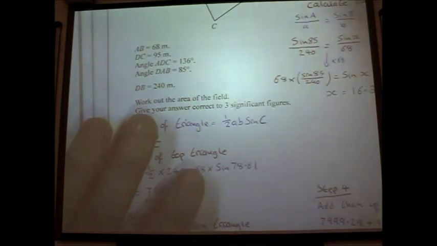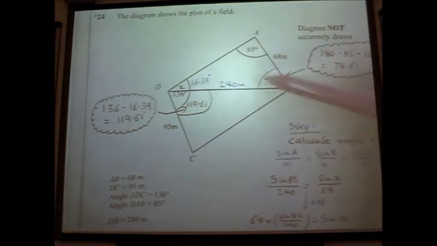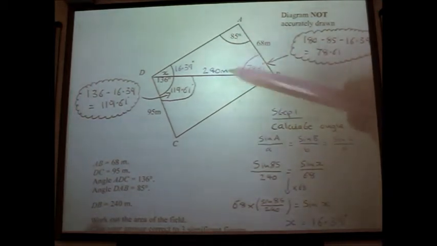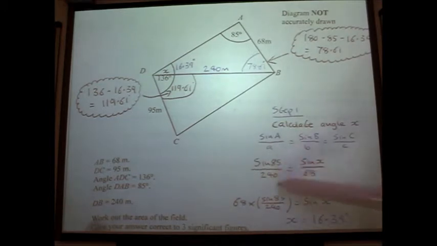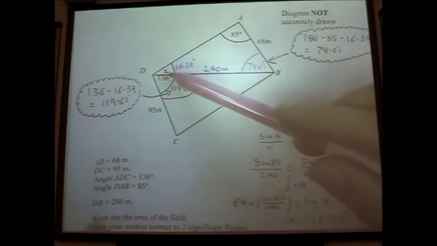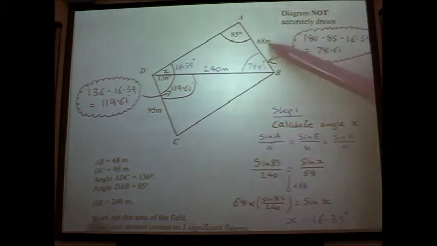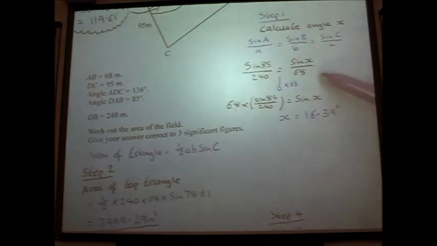Right, what do I know? I know this angle here, and I know this length. So I'm going to use these two here. So sine 85 over 240 equals sine x, which we don't know, because it's x there, over 68. So I'm using this rule here. So work through. You want to get sine x on its own.